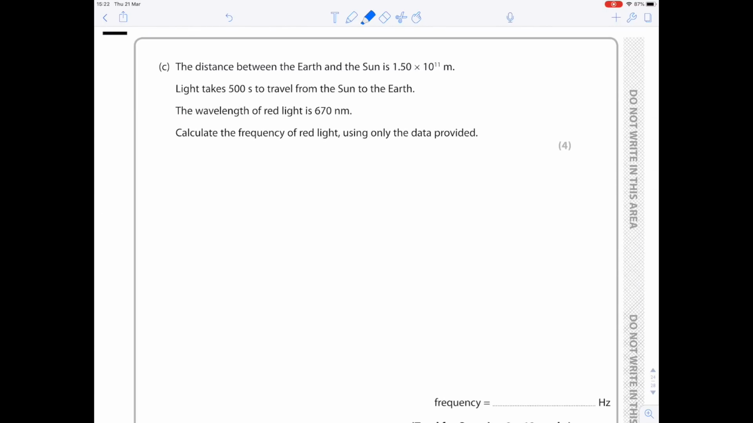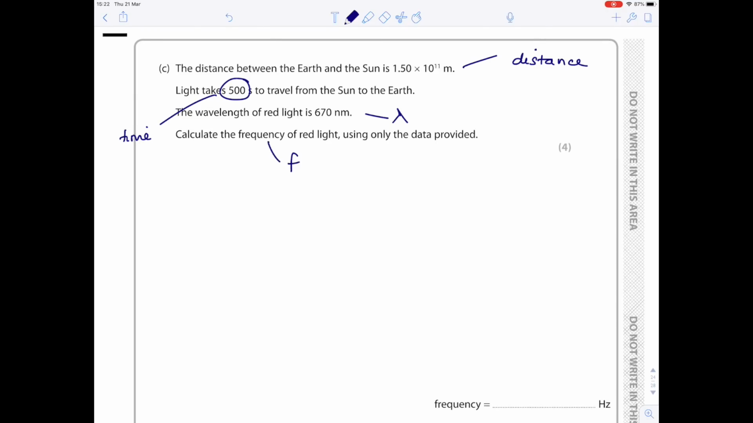C. The distance between Earth and the Sun is 1.5 times 10 to the 11 metres. And that's obviously a distance. Look at how I always like to label so I know what I've been given. Light takes 500 seconds to travel from the Sun to the Earth. So we've got a time. The wavelength of red light is 670 nanometers. So that's wavelength. Calculate the frequency of the red light using only the data provided.